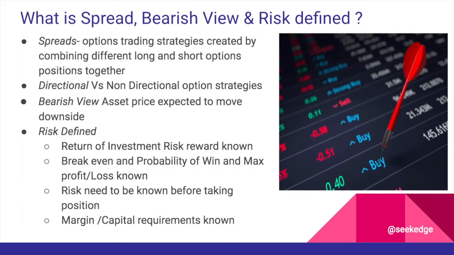Non-directional does not have a view, but there will be a range of price movements that is expected, but not beyond that. An exact view on which side it will go is not known. Such option strategies are known as non-directional. In the strategy that we're going to learn, in case our view fails, we may convert this directional strategy into a non-directional one as an adjustment. We'll get to know about non-directional strategies also in our future videos.